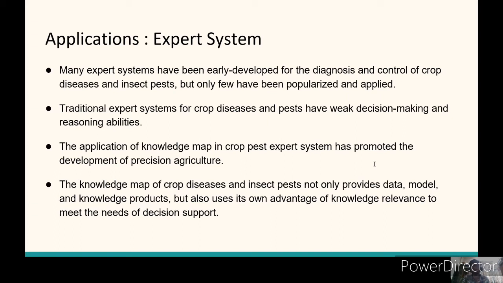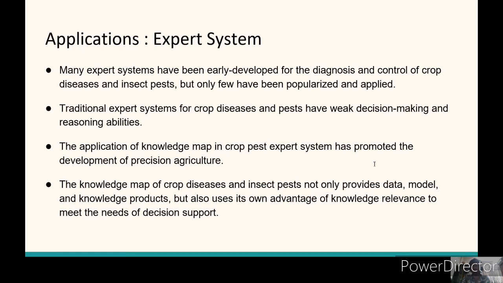Traditionally, expert systems for crop diseases and pests have weak decision making and reasoning abilities. For example, most expert systems for crop cultivation are knowledge and rule based, which cannot be closely integrated with crop growth models. The reasoning process of human experts can hardly be imitated. They only use the shallow knowledge of the system but lack dynamic prediction function and reasoning interpretation.